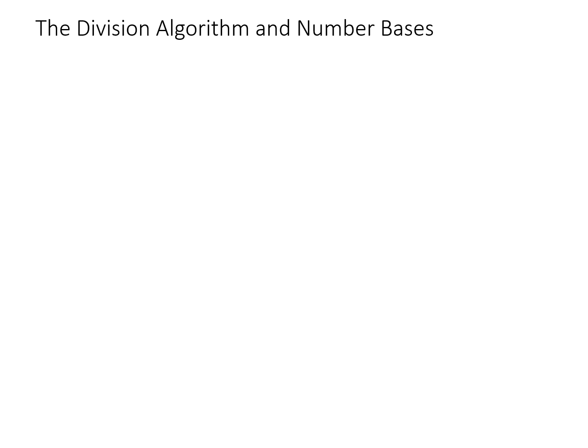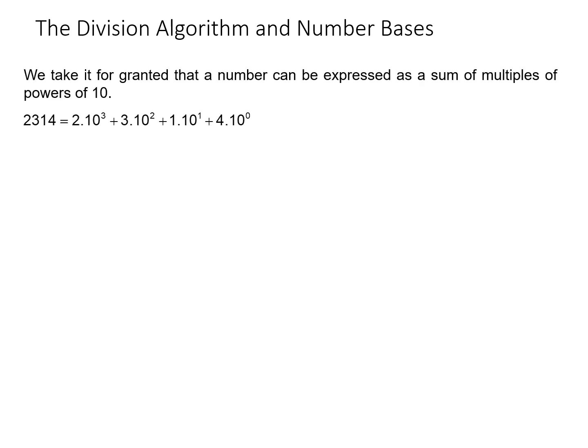So next here, number bases and the division algorithm. For example, you have learned in high school number bases. So this simply means 2314. This simply means 10 to the power of 3, which is simply 1000. So 2314 is actually a combination of 2000 added up with 300 added up with 10 and added up with a 4. So 4 is basically 4 multiplied by 10 to the power of 0.